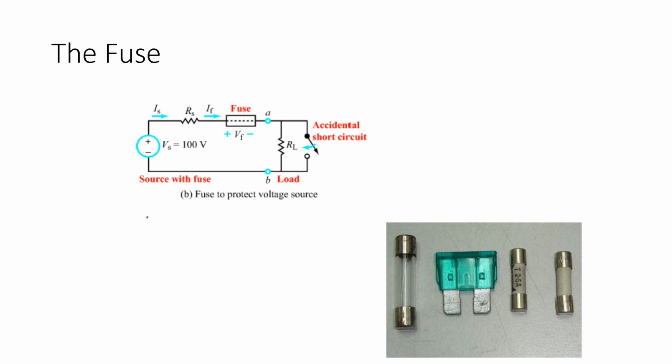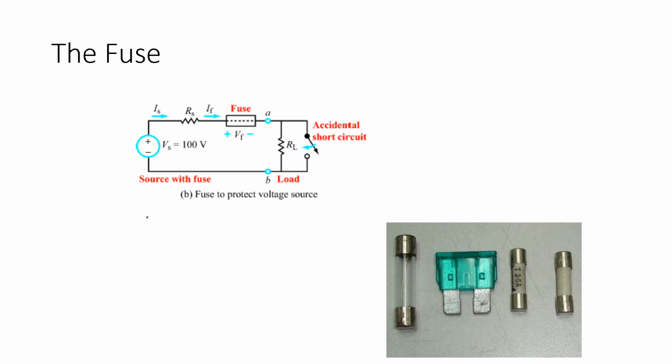The fuse is a great example of a device that does not necessarily have a linear relationship. So what is a fuse? You can think of a fuse as a resistor that, as more current goes through, gets hotter and hotter, and then at a point where too much current goes through it, it gets really, really hot, and it melts and makes an open circuit.